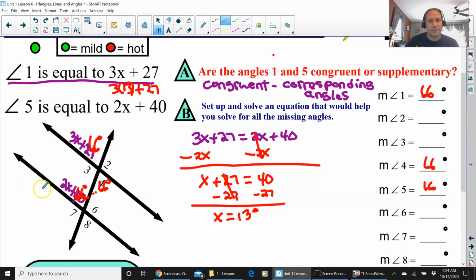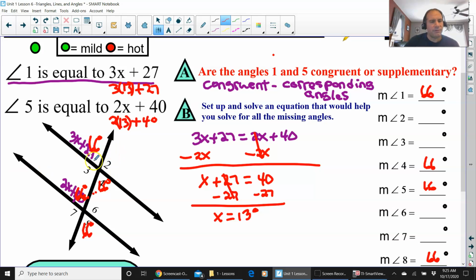You could also substitute. You'll come up with 66. It would be 2 times 13 plus 40. So that'd be 26 plus 40 is 66. So that works out. There's one more angle that is equal to 66 degrees, and that is angle 8. It's the last vertical angle. There, 8 and 5 are vertical, and I'm going to put that down here.